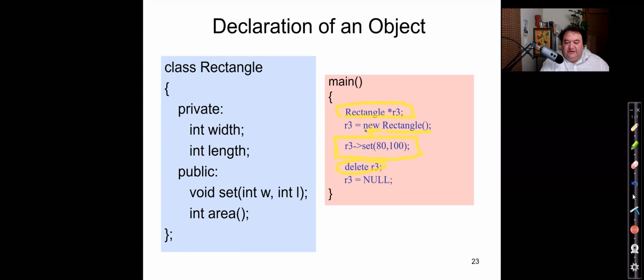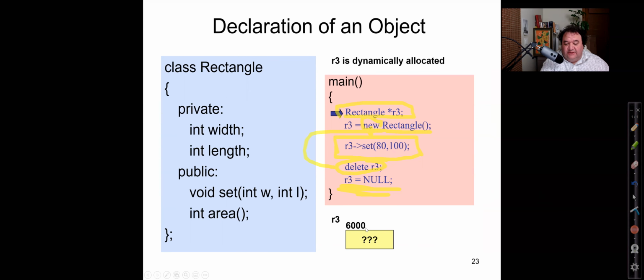So every new statement, unless we want to have a memory leak, needs to be coupled with a delete statement, so that every dynamically allocated instance of a rectangle gets eliminated at the end. And then we can set the pointer to null just to indicate that we're trying to do things in a clean way. So this is a full-blown dynamic allocation.